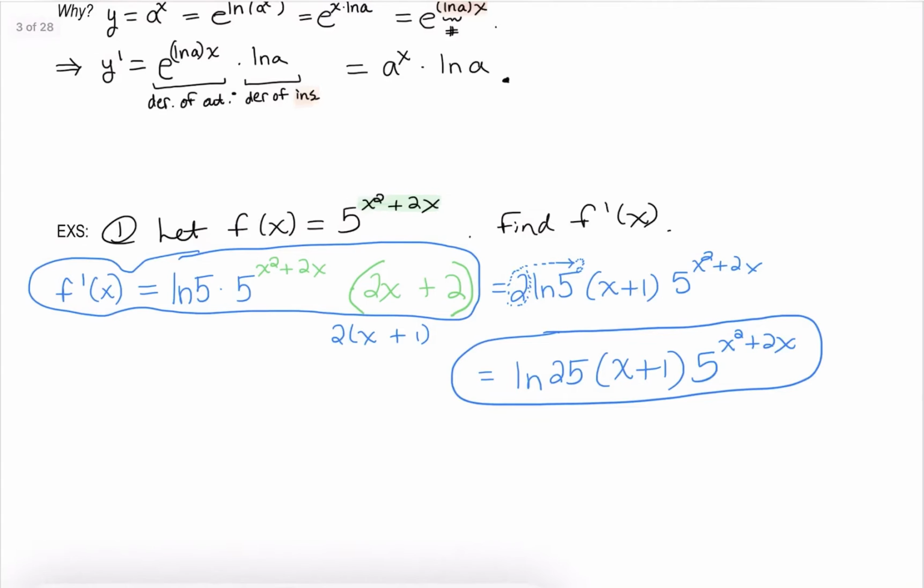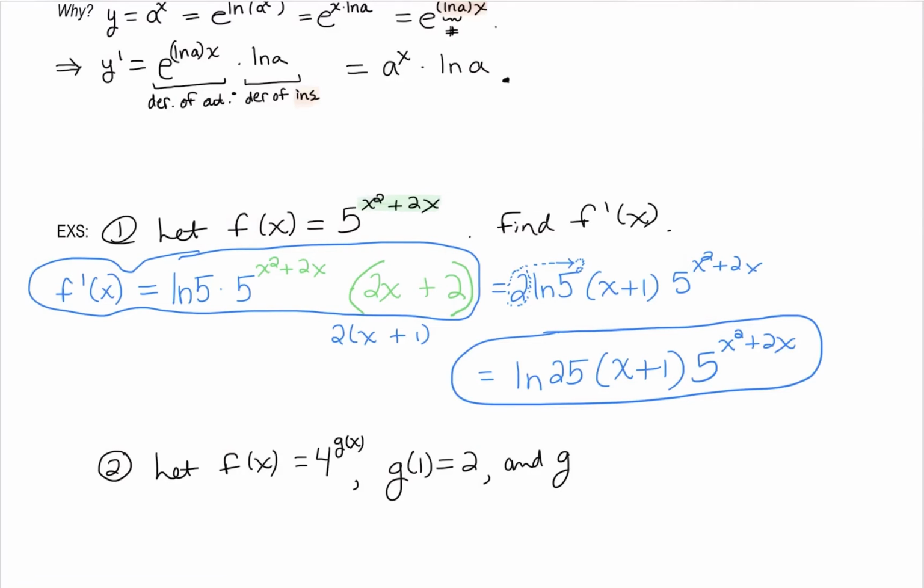Let's look at another one here. So one more. Number 2, suppose I say let f of x equal 4 to the g of x power. And let's also suppose that you're told that g of 1 is equal to 2 and g prime of 1 is equal to negative 3. And you're asked to find f prime at 1.